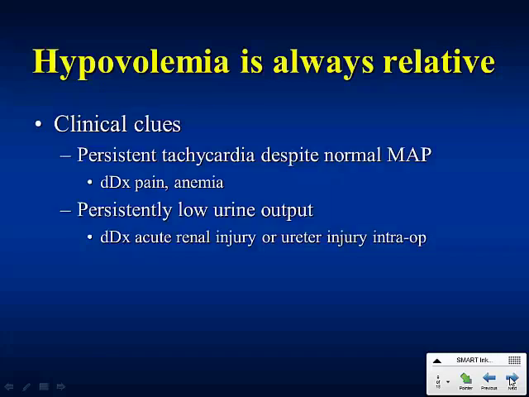The clinical cues were persistent tachycardia despite a normal mean arterial pressure. What's your differential diagnosis of the tachycardia in her? Well, she just had this abdominal operation. She's starting to wake up. She could be in pain. You know, I can't disagree with that. She could be anemic. However, I've got low urine output. And the low urine output's worrisome.